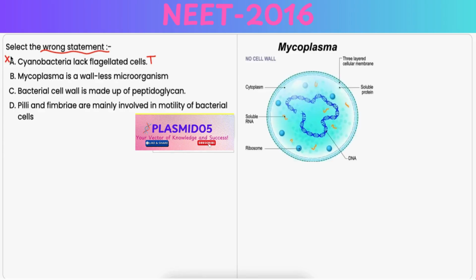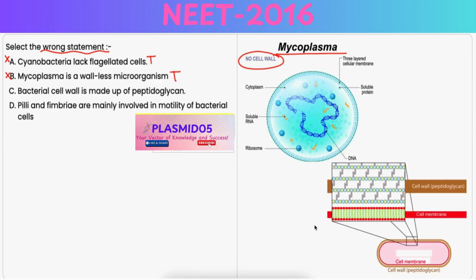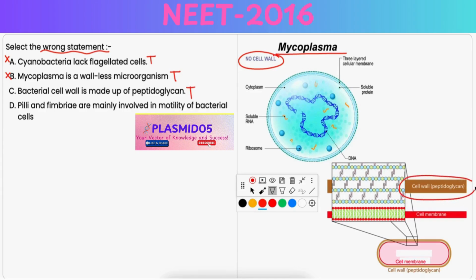Option B, mycoplasma is a wall-less microorganism. This is also true because mycoplasma lacks a cell wall. Hence, it is incorrect option. Option C, bacterial cell wall is made up of peptidoglycan. This is also true. The bacterial cell wall is mainly composed of peptidoglycan, which is a polymer of sugars and amino acid. Hence, it is incorrect option.